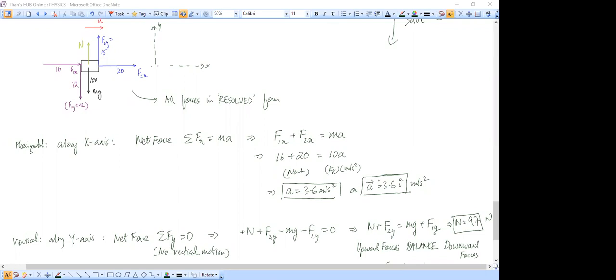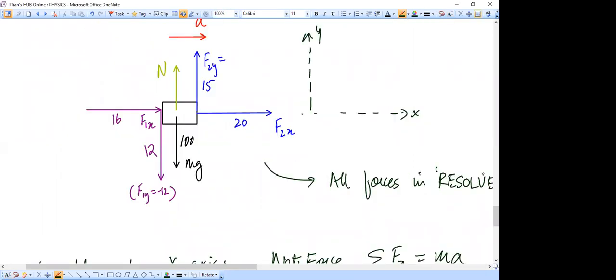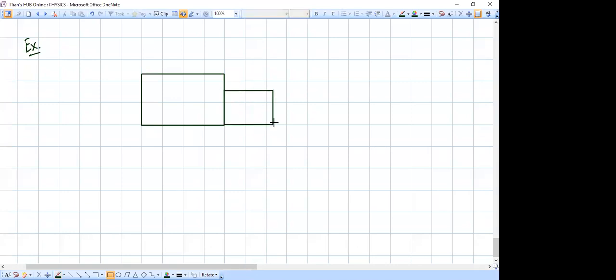Okay, people. So hope this question is clear. Now let's move on to another example. So our next example, we have two blocks which are in contact. So they are on a frictionless horizontal surface.